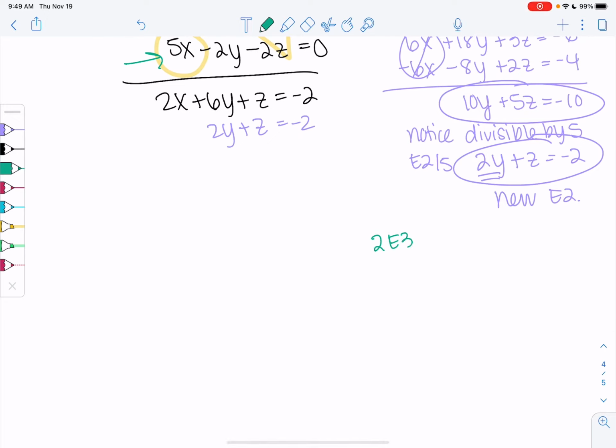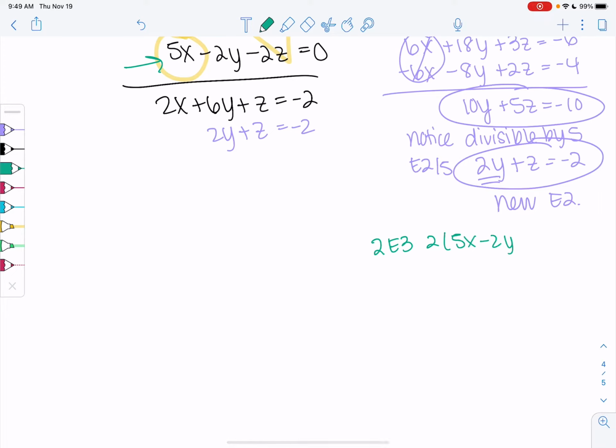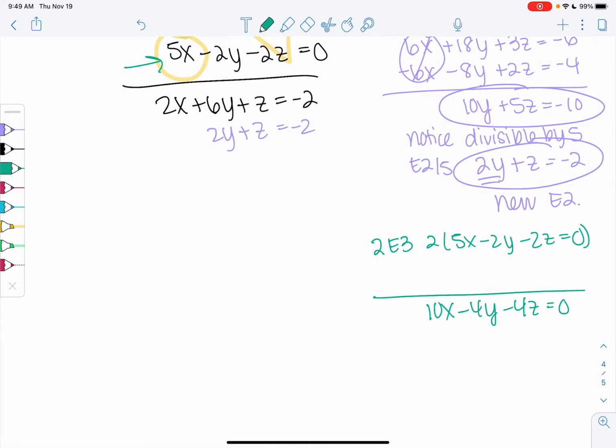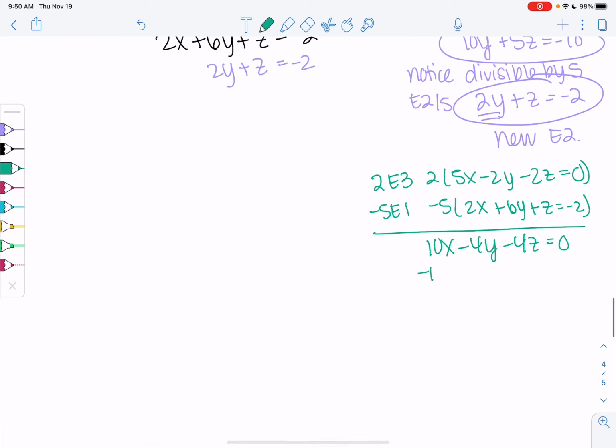So 2E3, so 2 times 5x minus 2y minus 2z equals 0. That'll give me 10x minus 4y minus 4z equals 0. And then to get opposites, I'm going to go ahead and multiply the first one by -5. So -10x, so that's perfect. We wanted those x's to cancel. We get minus 30y. We get minus 5z, and then we get 10. And we'll add them together to get our new E3.